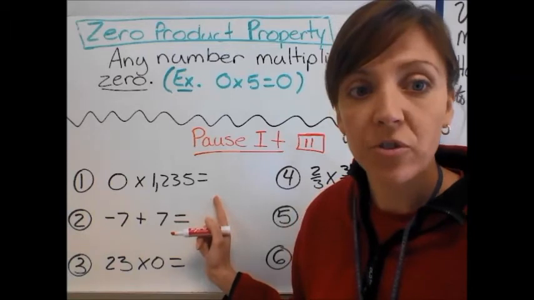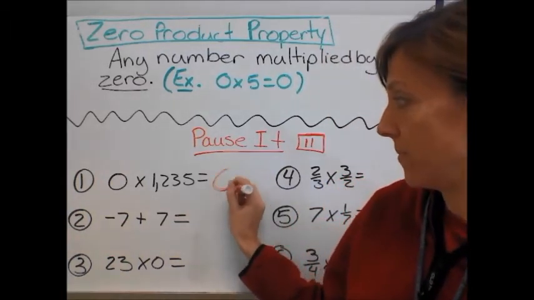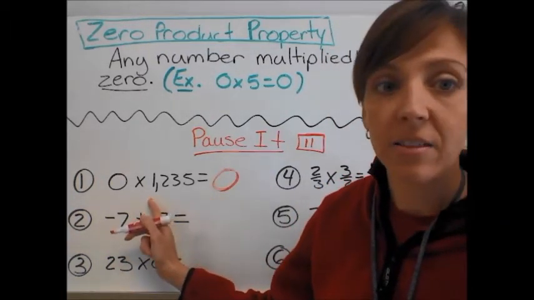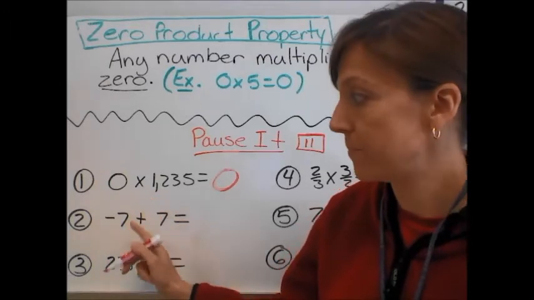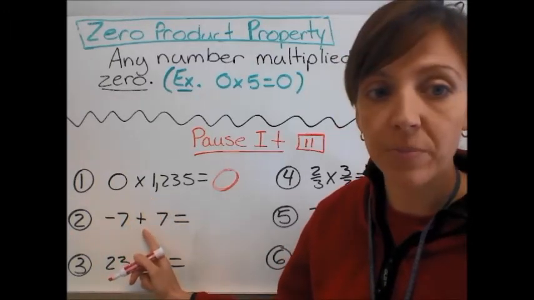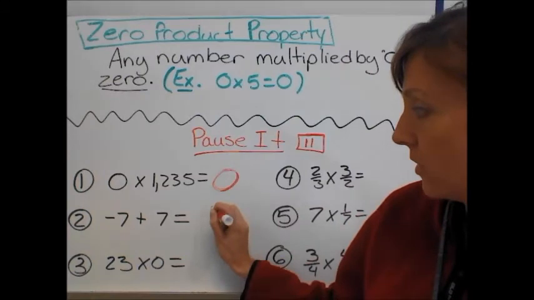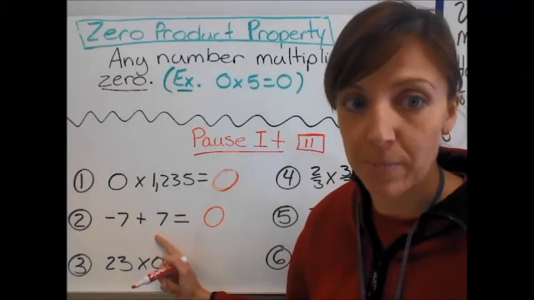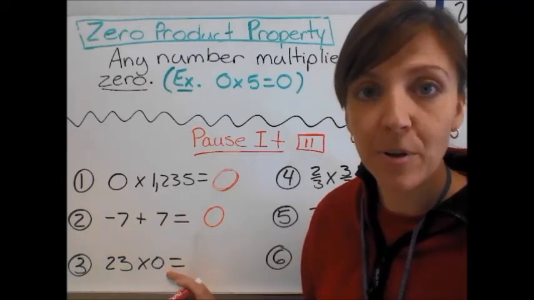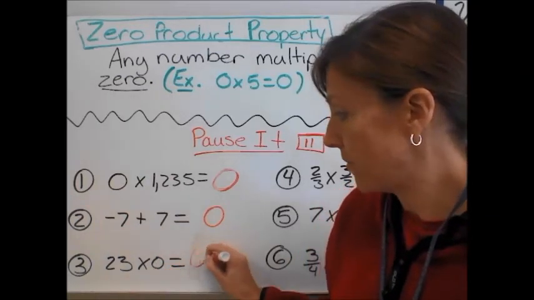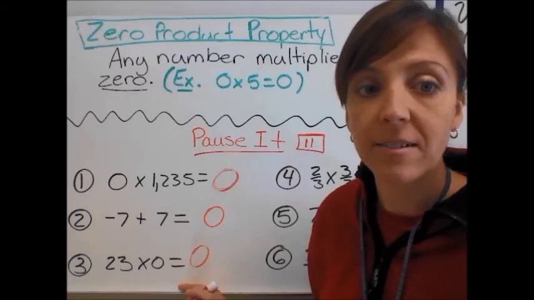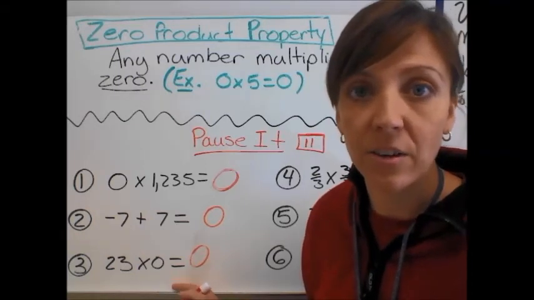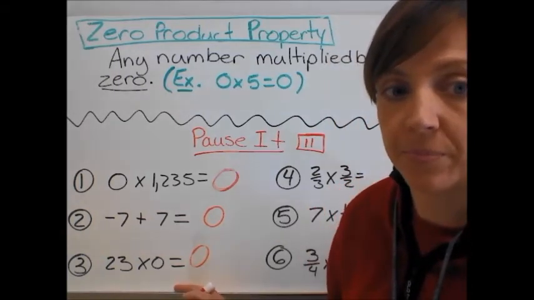This one, you should have gotten 0, and this would be the zero product property. Number 2, you should have gotten 0 also, and this would be the additive inverse property. Number 3, you should have gotten 0 for your product, and this is, again, zero product property.